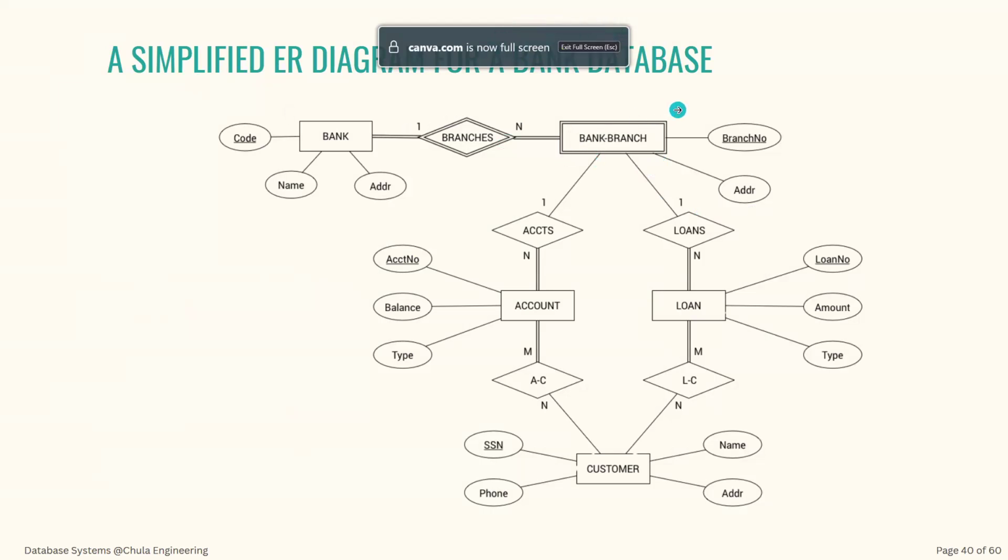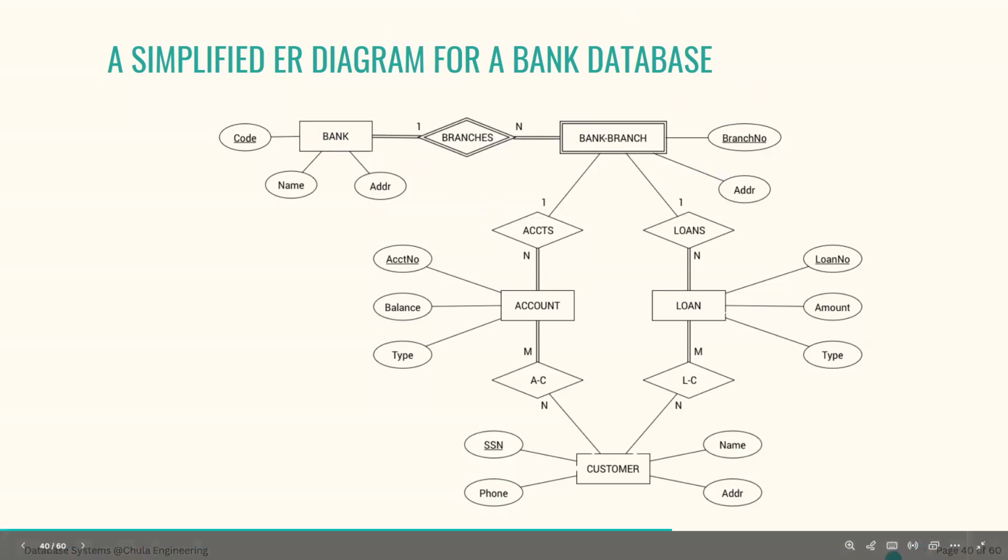Okay, so this is another example of a bank database. Very simple, it's not the real whole database that you can use at any branch, but I just want to simplify it a little bit. From here, let's read the ER diagram together. How many entities are there in this one?